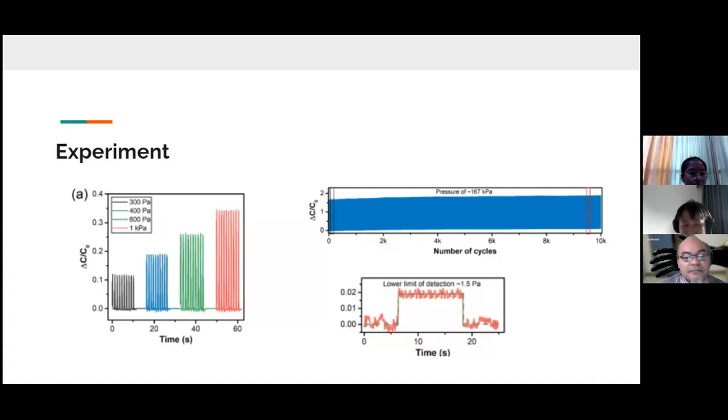And this is the result. As we could see, there is no hysteresis. It means that the signal is stable. It is not drifting. Yeah, I don't know what the English is.